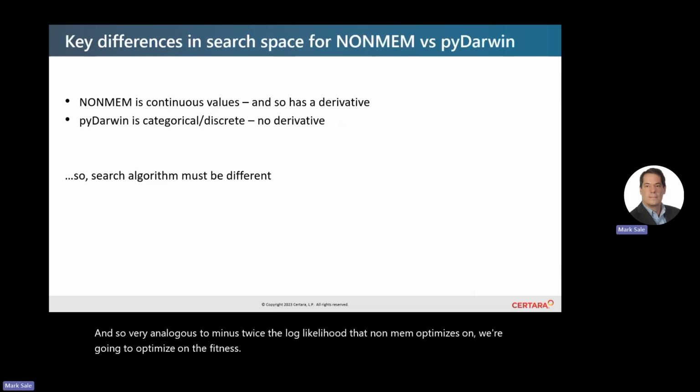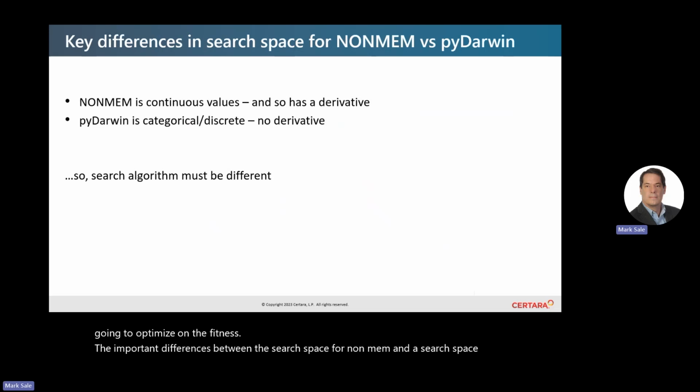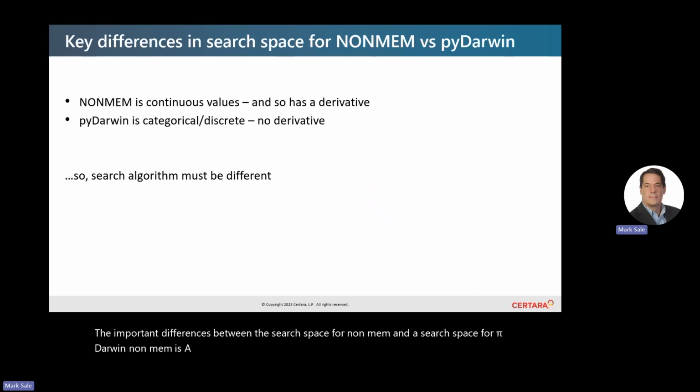There are important differences between the search space for NONMEM and the search space for PyDarwin. NONMEM is a continuous search space, so there is a derivative. And the FO and the FOCE methods use this derivative to look for the downhill direction and then walk in the downhill direction until it doesn't get better anymore. And then it concludes that it's found the minimum value for the objective function.